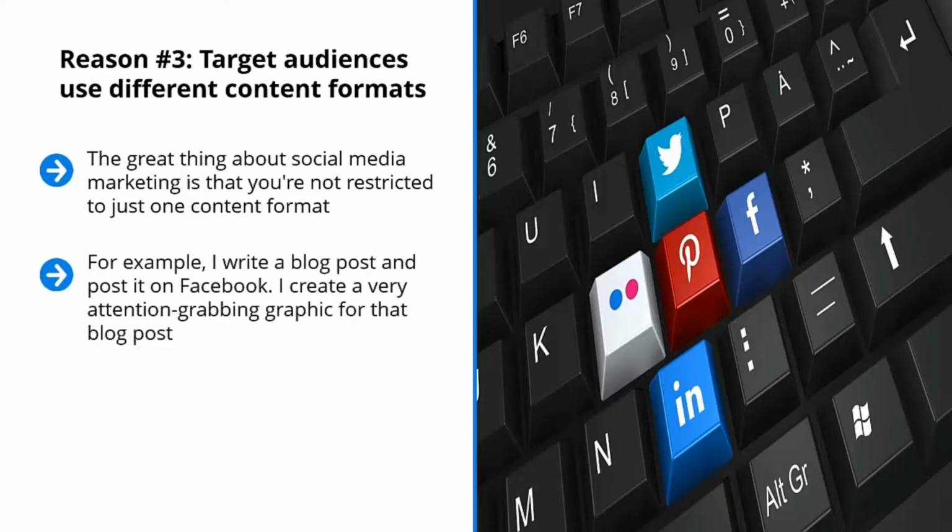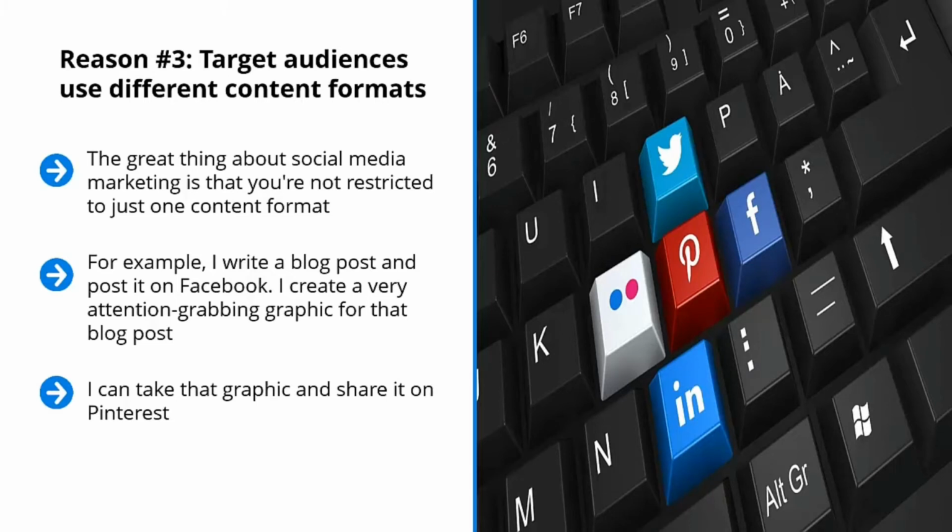For example, I write a blog post and post it on Facebook. I create a very attention-grabbing graphic for that blog post. So when I post it on my Facebook page, a preview of the image shows up and it grabs a lot of attention. People click on it and they end up on my website. I can take that graphic and share it on Pinterest. I can take the text of my blog post or article and create a slideshow video out of it and share it on YouTube. I can also take that video and embed it in my blog post.